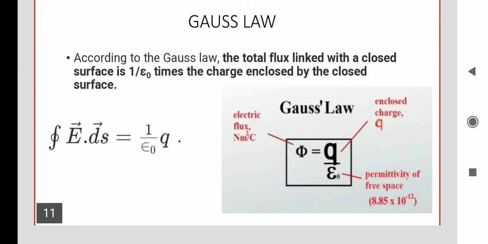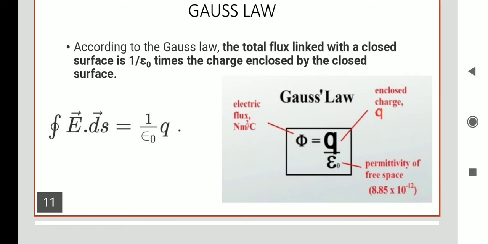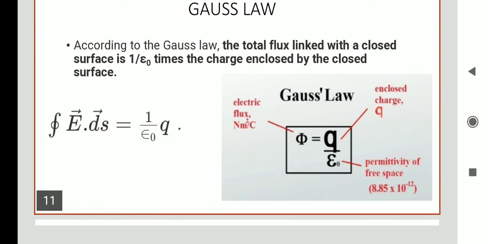by the closed surface. That means in a closed surface, whatever electric flux is generated, the electric flux is equal to 1 by epsilon naught times the given charge. Mathematically, it is represented as the closed surface line integral of A dot ds equal to 1 by epsilon naught into q, or phi equal to q by epsilon naught, where phi is electric flux.